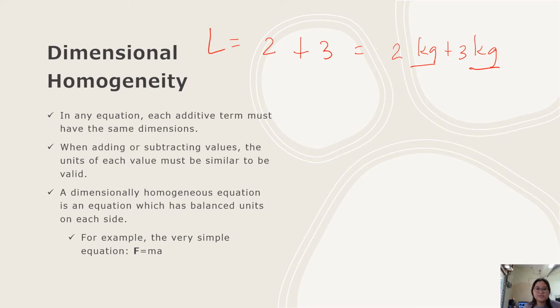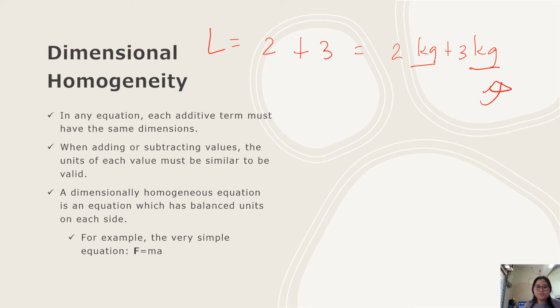And another is that when adding or subtracting values, the units of each value must be similar to be valid. Just like in this example, again, your values should have the same dimensions. So for the third consideration, a dimensionally homogeneous equation is an equation which has balanced units on each side.